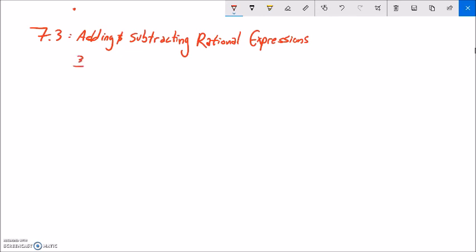How do we add and subtract fractions? For example, if we had 3/5 plus 2/7, or maybe something like 2/3 minus 3/5. Now, this is very different than multiplying and dividing. When we're adding and subtracting fractions, we can't just go straight across like we did with multiplication and division. We have to have a common denominator. We need to have these in terms of the same amount, essentially.